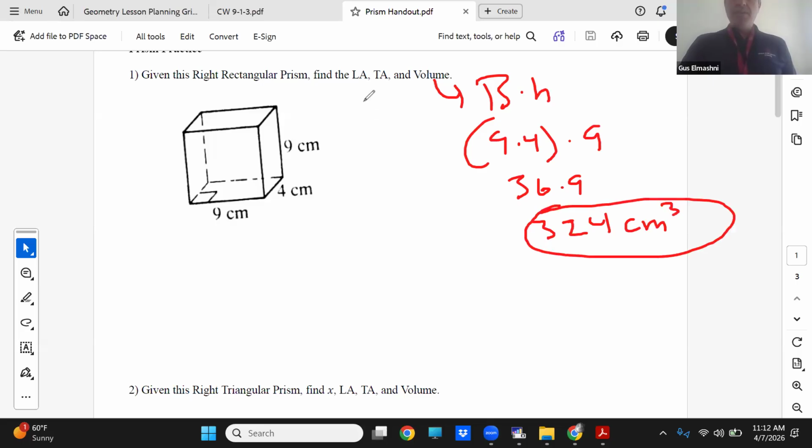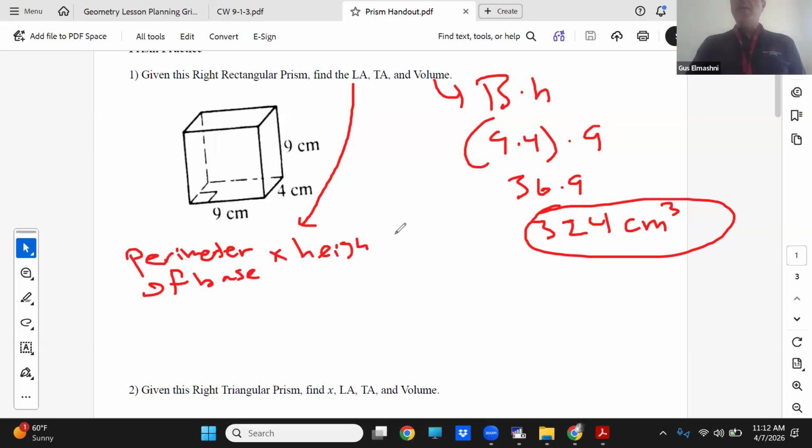Now, in case you guys forgot, lateral area is perimeter of base times the height. The reason why we do that is because it consolidates the process. Lateral means side to side, right? Lateral movement, for those who play sports, especially football or soccer, that matters a lot, right? From side to side.